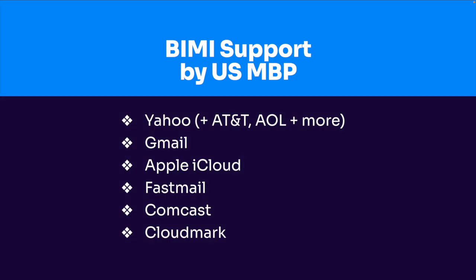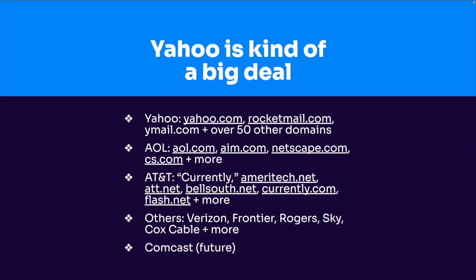And specifically, keep in mind that Yahoo is not just Yahoo. They're kind of a big deal. They host mail for Yahoo with more than 50 different Yahoo domains. AOL is now part of Yahoo. They've got a bunch of domains specific to AOL as well. AT&T, their webmail seems to be branded as Currently right now, but they have a bunch of domains that are also hosted by Yahoo Mail. So AT&T Mail is effectively Yahoo Mail. And Yahoo hosts mail inboxes for a whole bunch of other providers as well: Verizon.net, Frontier, Rogers, Sky, Cox Cable, and a bunch more.